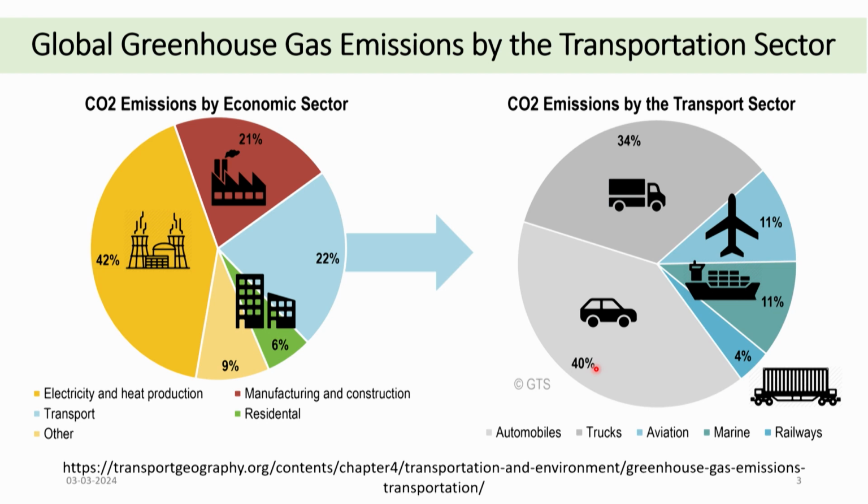If you look at why we are talking about that, consider greenhouse gas emissions from the transportation sector. Looking at CO2 emissions by sector, electricity and heat production is nearly 42%, so CO2 emissions from electricity and heat production itself are around 42%.